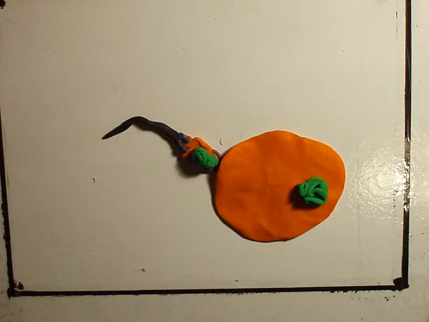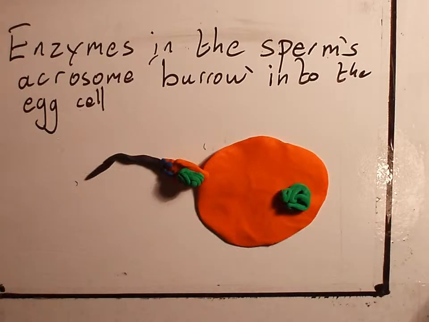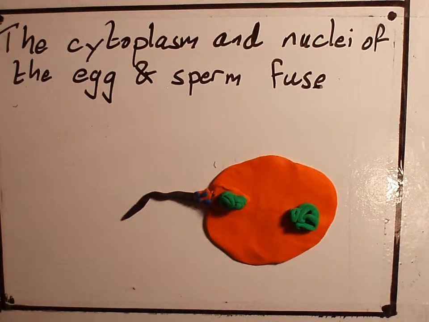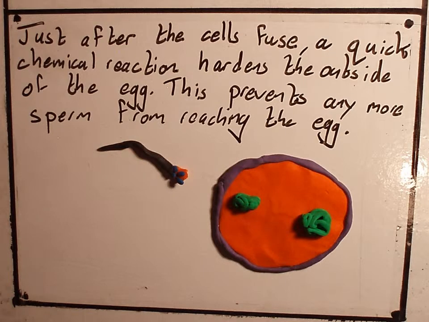So once the sperm cell reaches the egg, the enzymes in the acrosome burrow into the egg cell. They kind of break down a small part of its outer layer. This allows the cytoplasm of the sperm cell and the egg cell to fuse, to combine. The cell contents, that is.